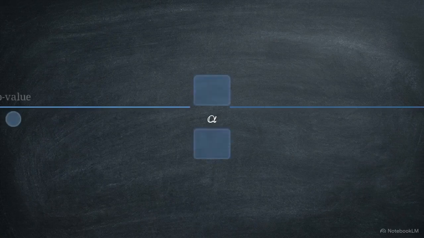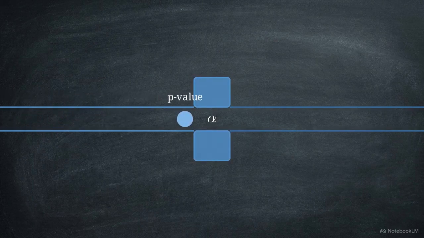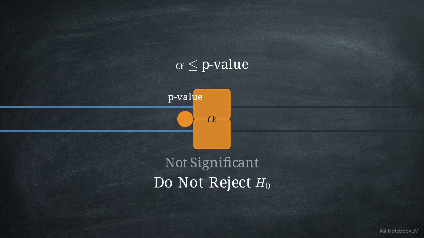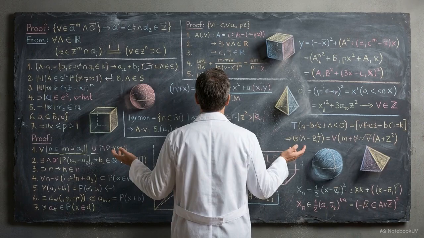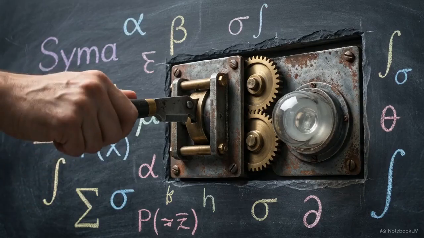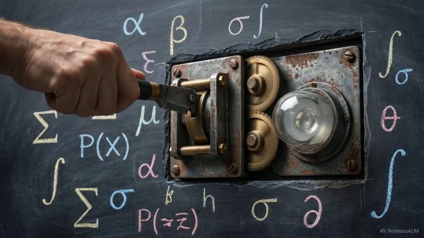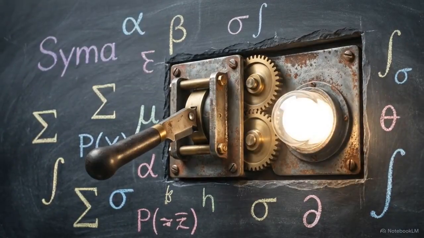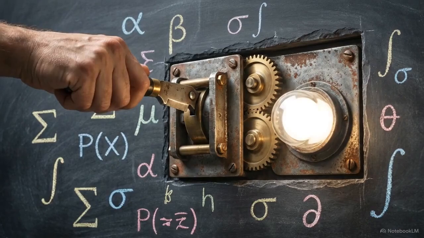Conversely, if alpha is less than or equal to the p-value, the results lack significance, and you do not reject the null hypothesis. Failing to reject the null is not the same as proving it is true. It simply means your sample data lacked the mathematical weight to destroy the baseline assumption. Alpha serves as the ultimate arbiter. It strips human bias from the equation, forcing the researcher to accept whatever binary output the numbers dictate.